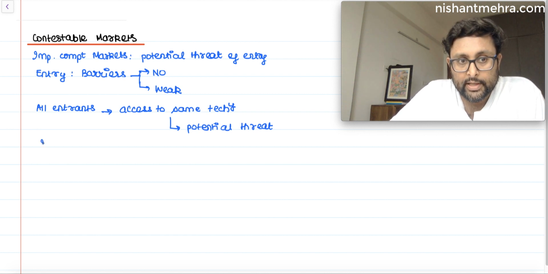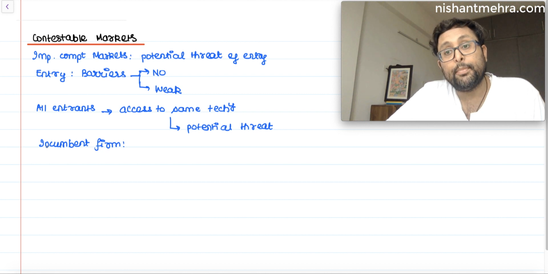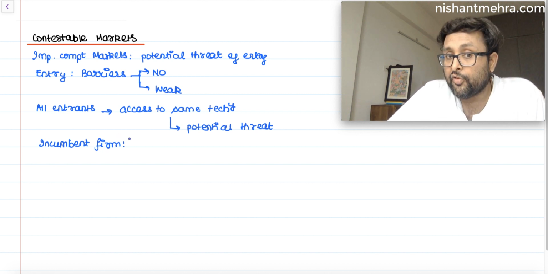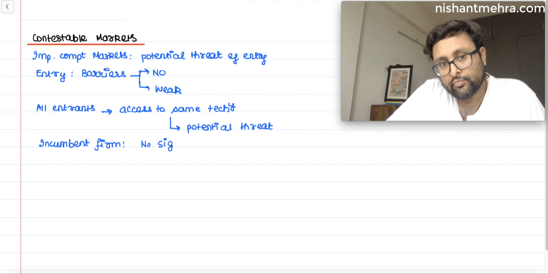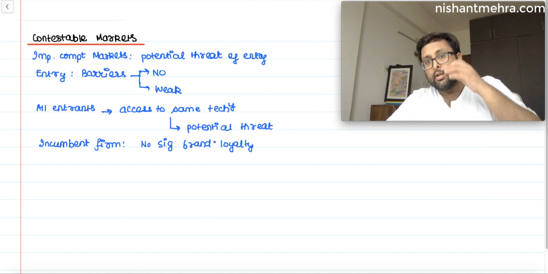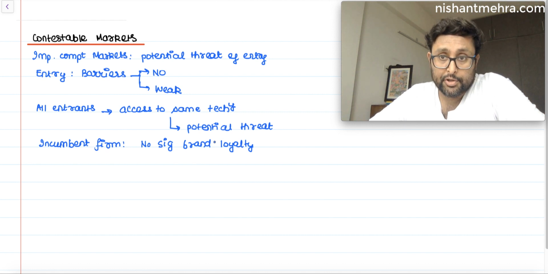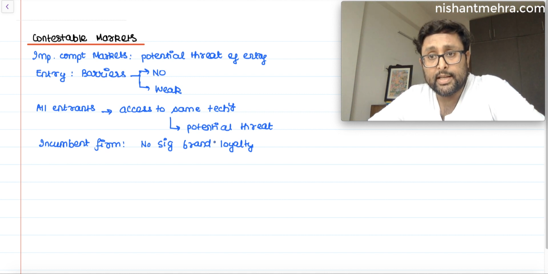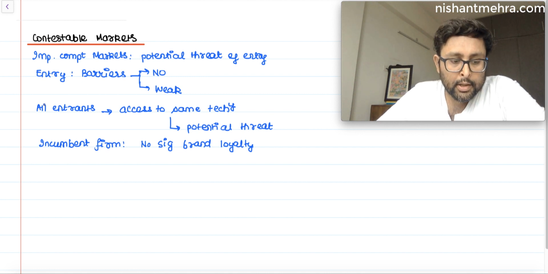And there is one incumbent. An incumbent firm means an already established firm in the business. For example, you are an incumbent firm and I am an entrant. This incumbent firm doesn't have any significant brand loyalty. If there were very loyal customers to you, then people could flock to you even if I'm coming into the business. But if I start selling at a lower price and people start coming to me instead of you, there is no brand loyalty here, and that happens in the case of contestable markets. So unless you innovate, unless you produce a better product, there is no brand loyalty.